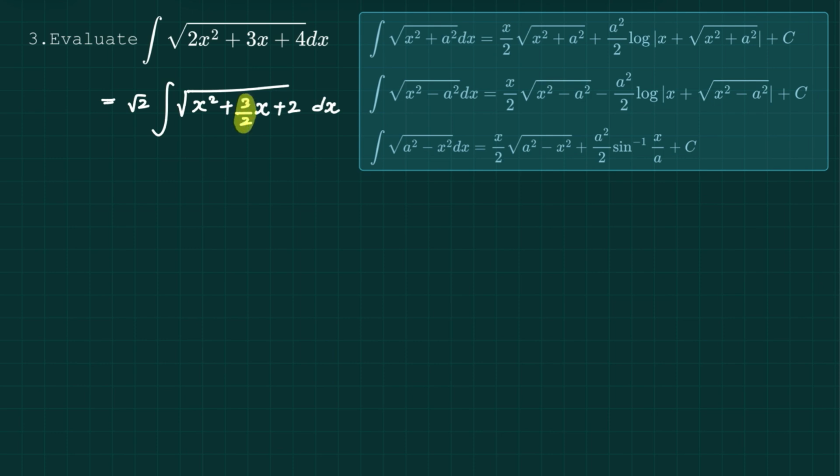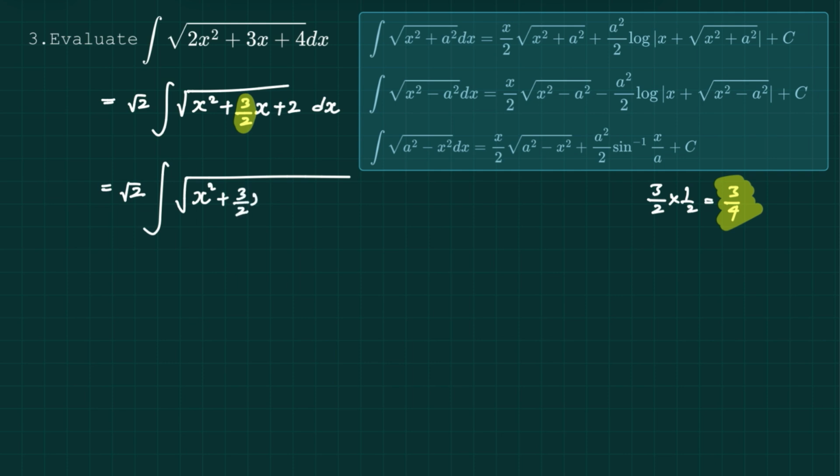And here the coefficient of x is 3 by 2. So multiplying 3 by 2 with 1 by 2, we have 3 over 4. So we will add and subtract the square of 3 by 4. This equals square root of 2 integration of square root of x square plus 3 by 2 x, adding 3 by 4 whole square and subtracting 3 by 4 whole square, plus 2, dx.